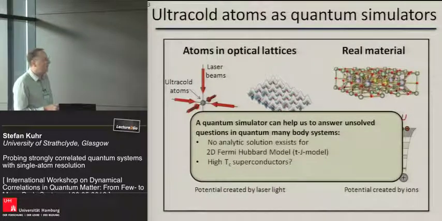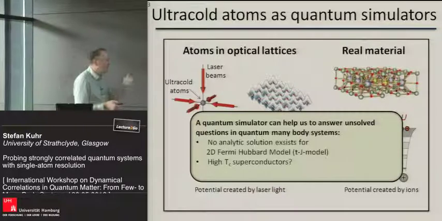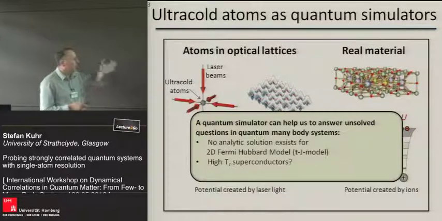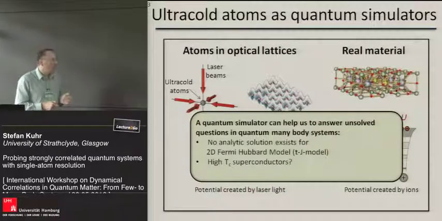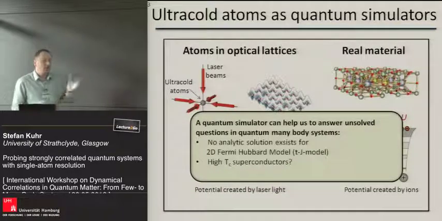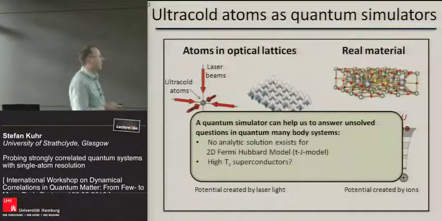One prime example is the 2D Fermi-Hubbard model, which is conjectured to be the key model for high-temperature superconductivity. We hope that these experiments will shed deeper insight and help us to understand these and many other interesting phenomena in strongly correlated systems.